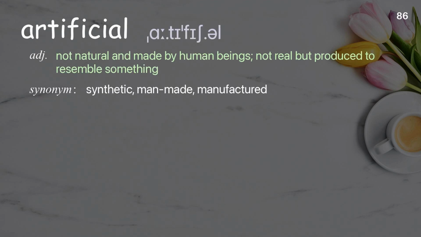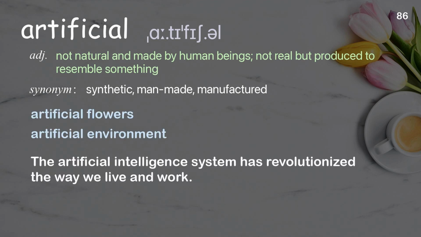Artificial: not natural and made by human beings; not real, but produced to resemble something. Examples: artificial flowers. Artificial environment. The artificial intelligence system has revolutionized the way we live and work.